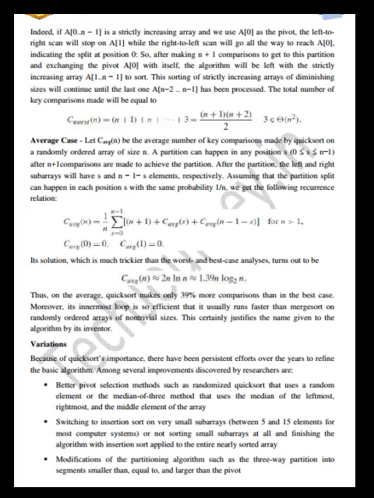Now let us see average case. Let C avg of n be the average number of key comparisons made by quicksort on a randomly ordered array of size n.